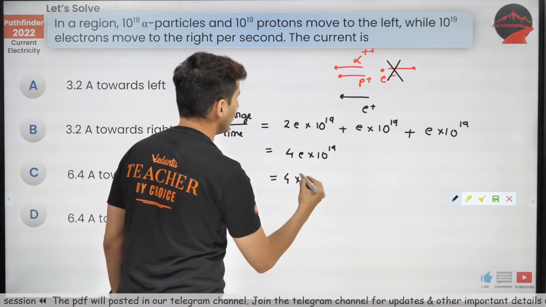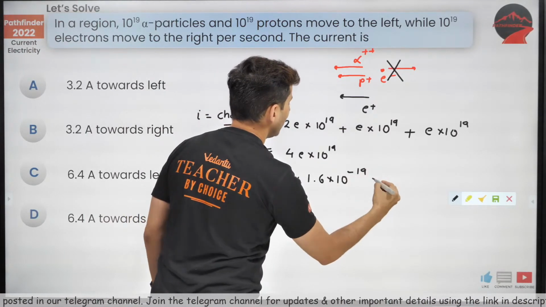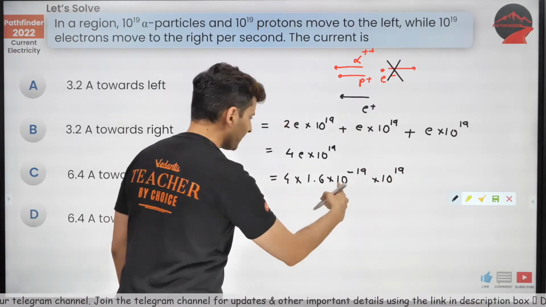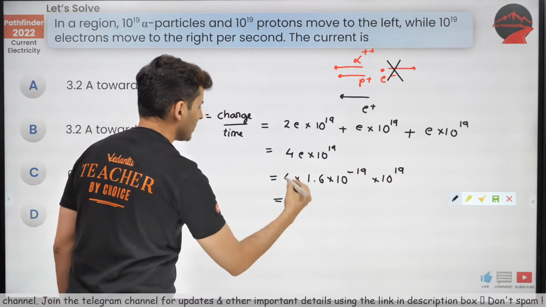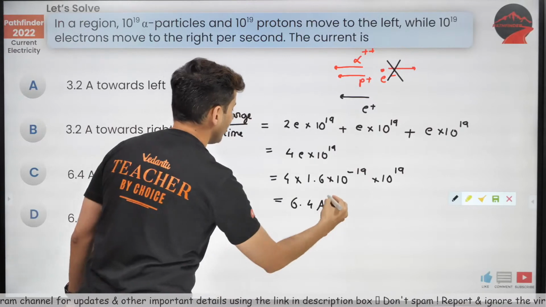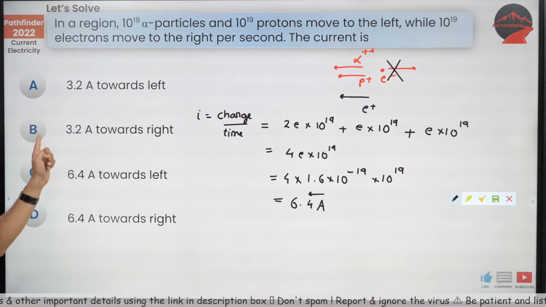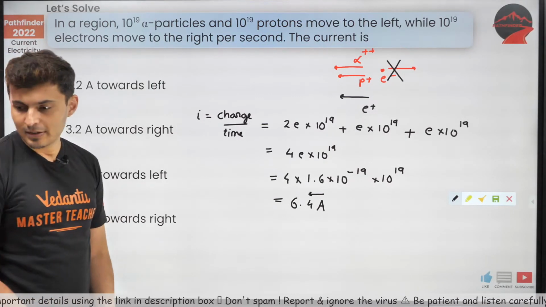So this will be 4 into electron charge, 1.6 into 10 to the power minus 19, into 10 to the power 19. These two cancel off. So 16 fours are 64. So this will be 6.4 amperes, but that's towards the left side. Yep. So towards the left, a lot of you were saying B. The answer is C.